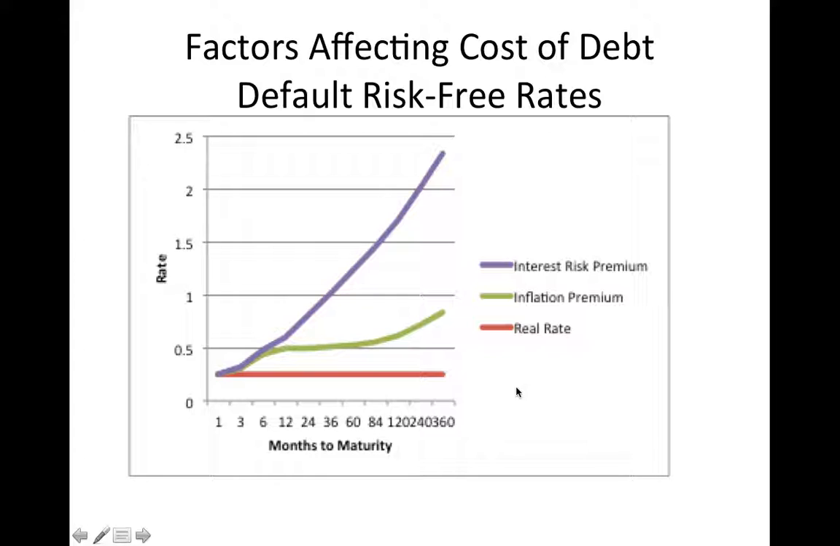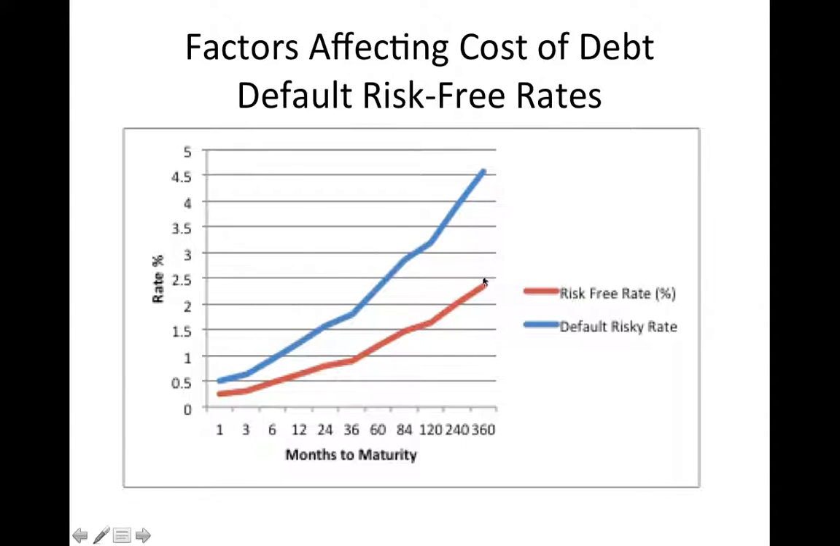And so, for example, with a 360-month bond right now, which is a 30-year bond, basically, the interest rate on a 30-year bond is almost 2.25% as opposed to just 0.25%. That extra 2% is compensating the investor in that bond for the risk that interest rates may go up and sort of harm the value of their investment during this time.